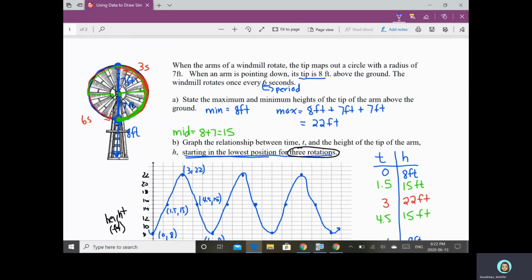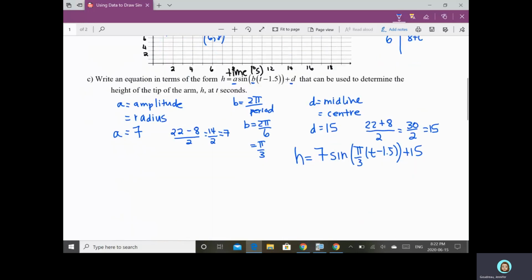Now, sometimes in these questions, you might also be asked to take a given t value and find the height, or take a given h value and find the time. You can do that right on your calculator. So enter the function into your calculator into y equals. If you have a given t value, you can use your table to find h. If you're given an h value, put it into y2, find your intersection point to find t.